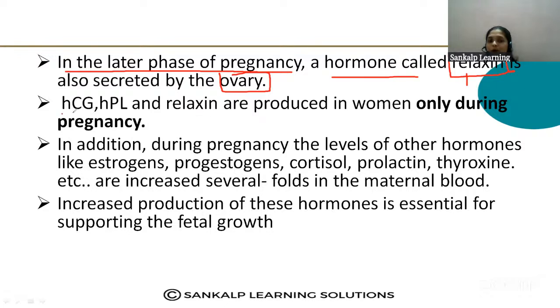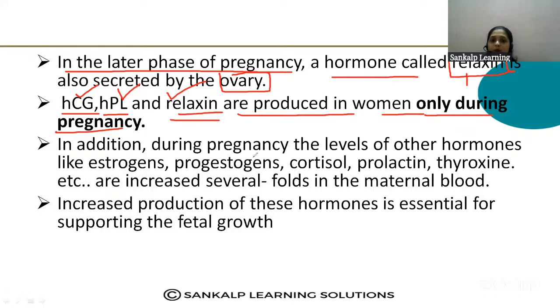One more important point: HCG, HPL and relaxin are produced in women only during pregnancy. Remember this, these three hormones are produced only during pregnancy. Estrogens, however, are commonly produced. But during pregnancy, HCG, HPL and relaxin are produced. So this is also one of the important points.